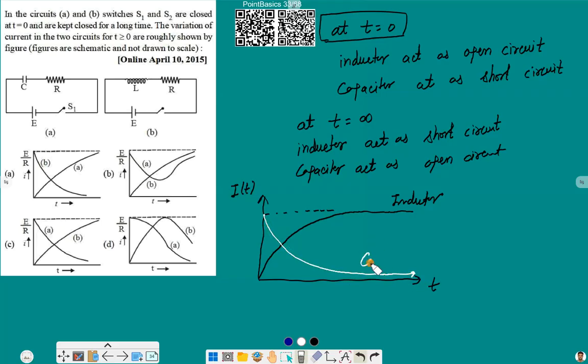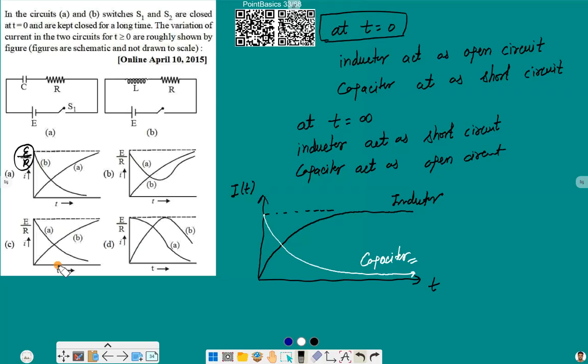This is for capacitor. And if we compare here, this E by R term is equal to current. E by R is the maximum current in both of the diagrams.